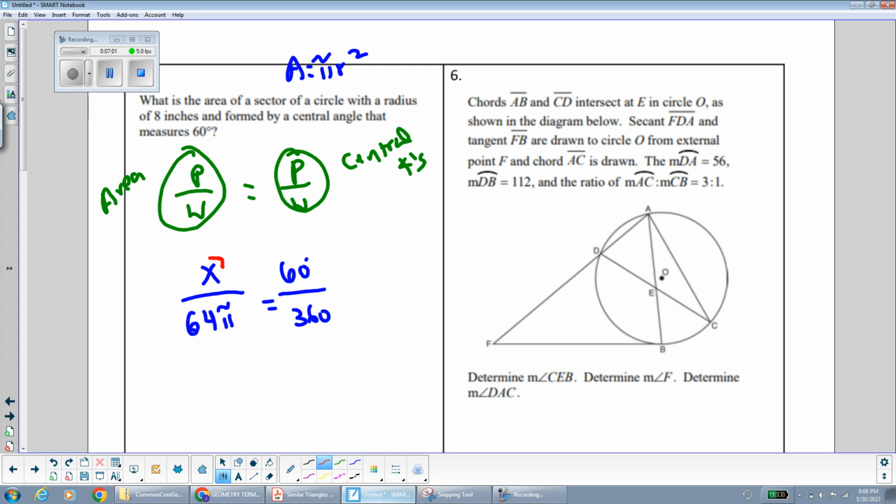Now, the question does not specify to round. So when we get our answer, we're going to leave our answer in terms of pi. We're not going to type the pi button into the calculator.